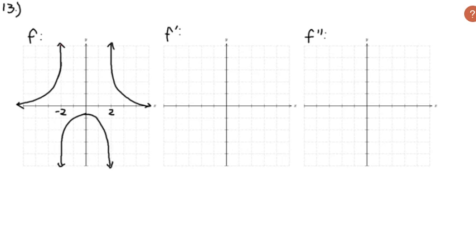This is number 13 of graphing derivatives. For this problem, this is the parent function or the original function, and we are required to find f prime and f double prime. So looking at the graph, we can see that there are two vertical asymptotes at x equals -2 and x equals 2. There's also a horizontal asymptote at y equals 1.